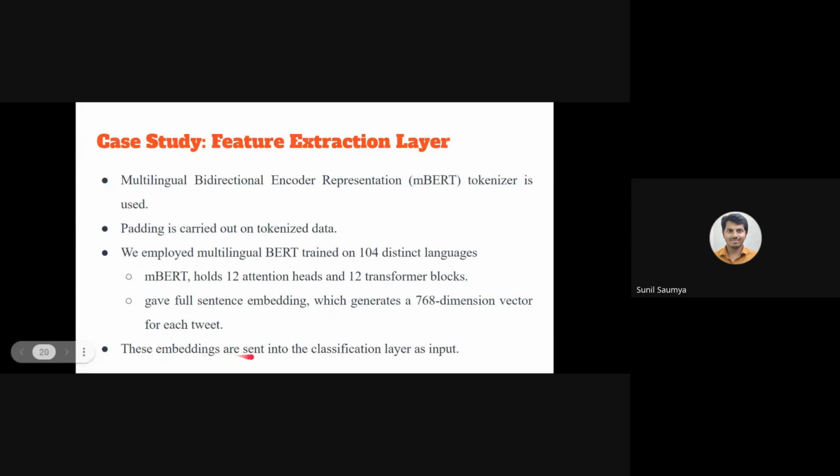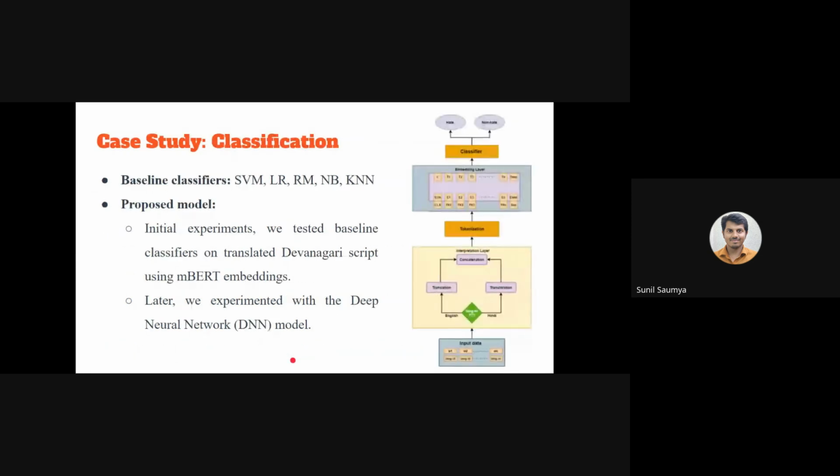These embeddings were then sent as input to the classification layer for classification as hate or non-hate. So this was the final pipeline. Here we had the input data, and we did language identification as English or Hindi. If it was English, we did the translation. If it was Hindi, we did the transliteration. We concatenated the data. And this was the main part of our paper.